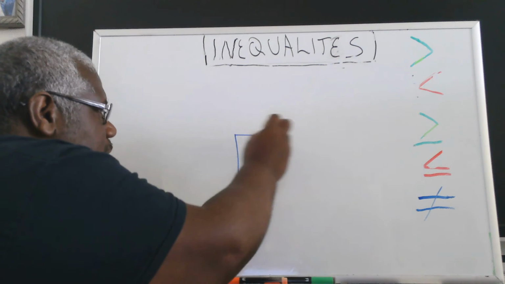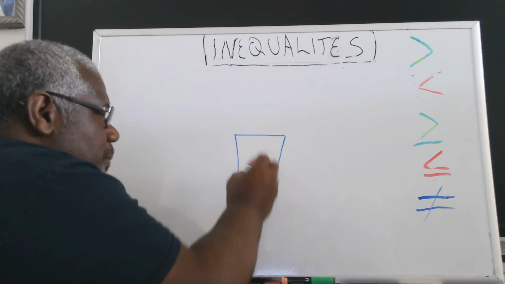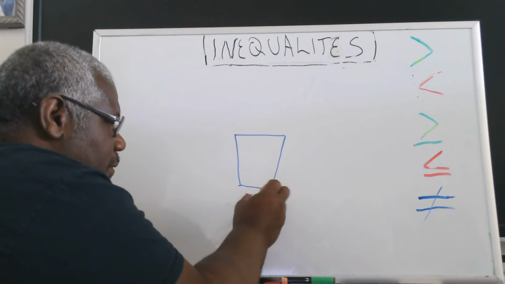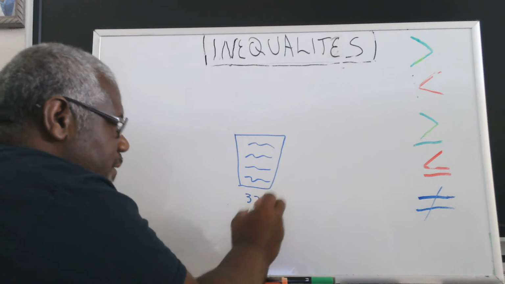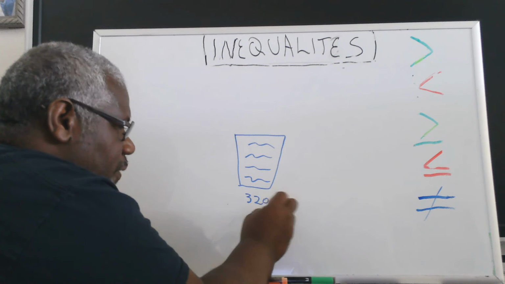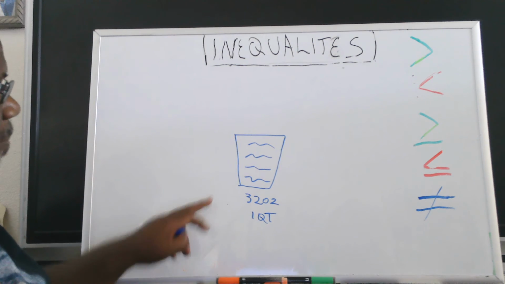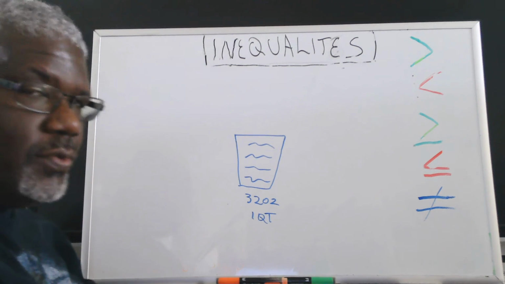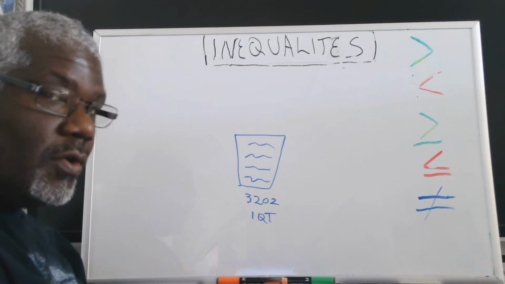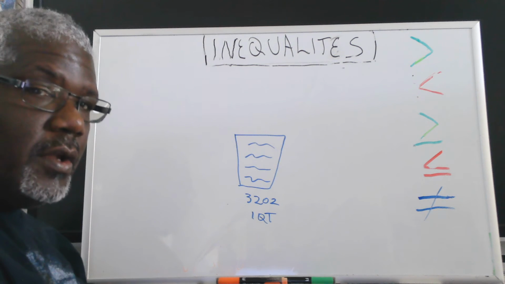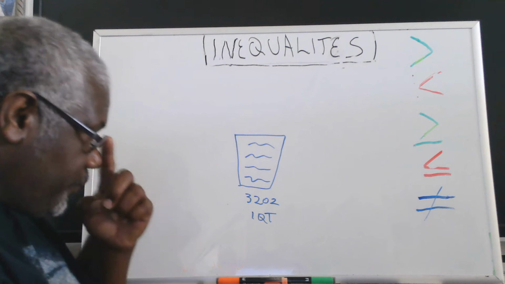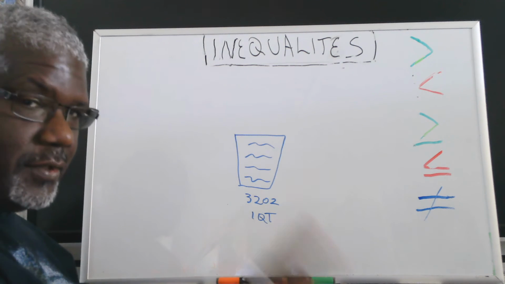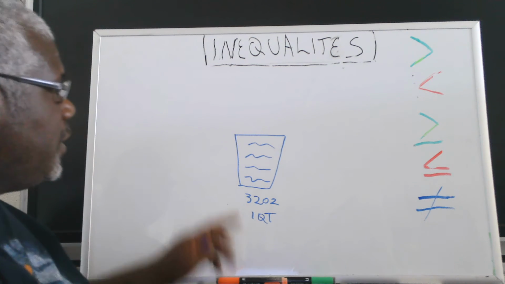This, my friends, is a cup of Kool-Aid. 32 ounces in the United States is 1 quart. The maximum capacity of this is 32 ounces or 1 quart, whether it's water, Kool-Aid, coffee, or soda. Excuse my phone. Don't worry about it.